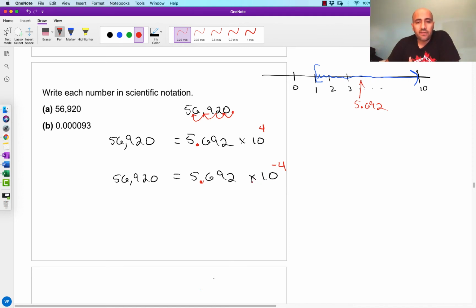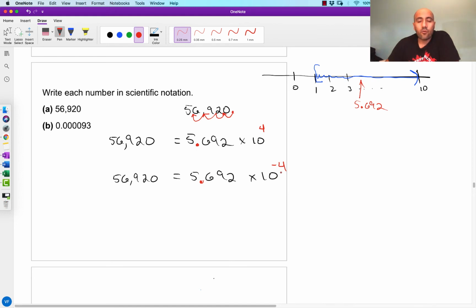But if you just pause and take a step back and think about it, one of these is obviously true, and the other one can't be true. Remember that this means it's 10 to the power of 4. This means it's 1 with 4 zeros behind it. This is a large number.